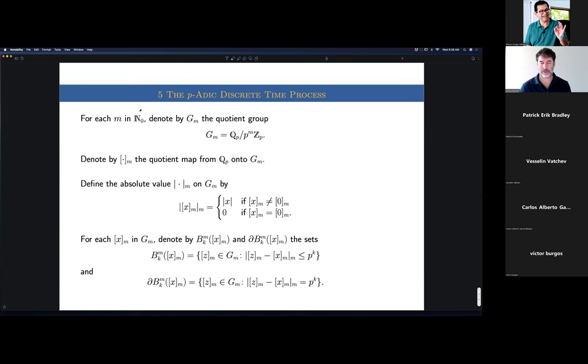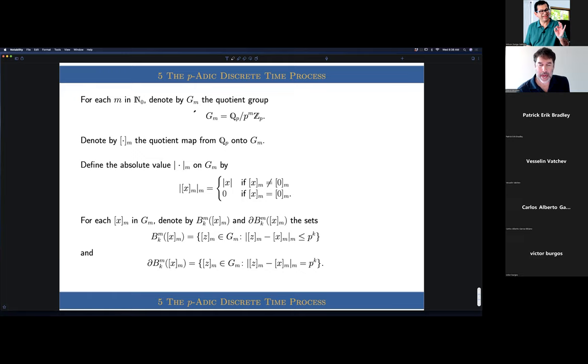Great, great. So in the p-adic case now, what is GM? We denote by GM this quotient group. GM is QP mod PM ZP. And we denote by this map the quotient map from QP onto GM. And we define an absolute value on GM in this way.